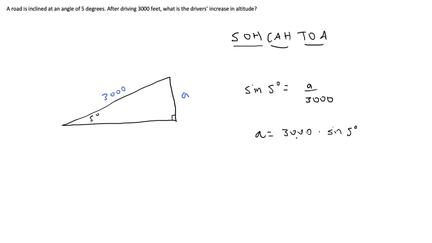Okay, so if you multiply these two together, we should get this value here of 261.5. We're going to round that to the nearest decimal point. Okay, so this value here, this length, or actually this is the length or the measurement, right? This height here is going to be 261.5 feet.